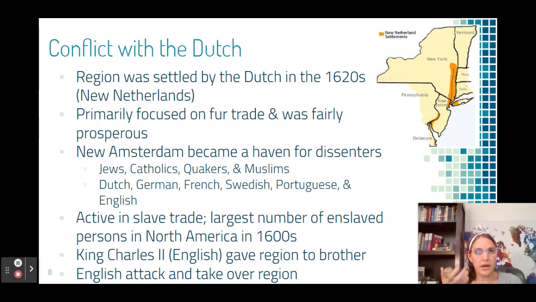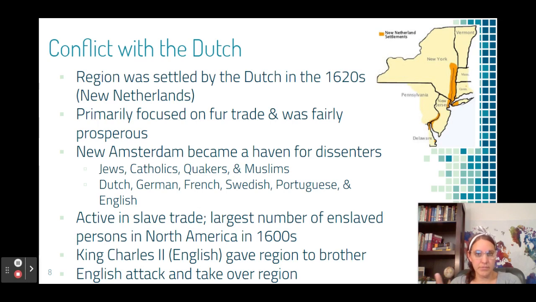And there were primarily positive relationships with American Indians because of the fur trade and that dependence, the mutual trade that occurred with the fur trade. And from the get-go, New Amsterdam was a haven for those who were dissenting or going against the Protestant religion, going against the Puritans. And so a variety of religious groups and ethnic groups ended up settling in this area. Very active in the slave trade while it was part of the Dutch Empire.